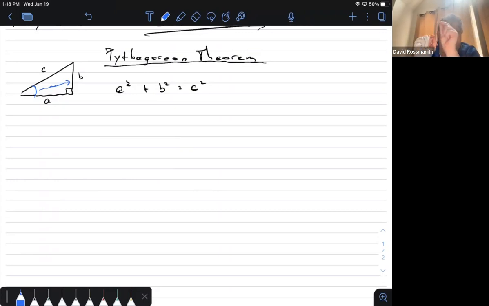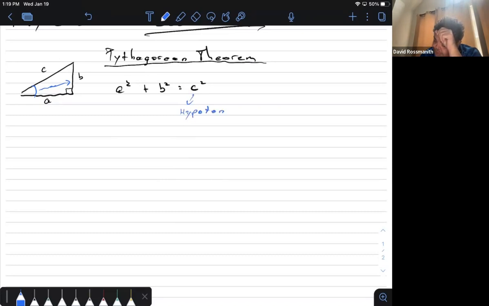And so you will always know which is the biggest side because it's the side that's across from the biggest angle. And it turns out that in a right triangle, the biggest angle you could possibly have is the 90-degree angle. So inevitably, when you have a right triangle, if you see where the 90-degree angle is, the side that's across from it is always C. And we call C the hypotenuse.